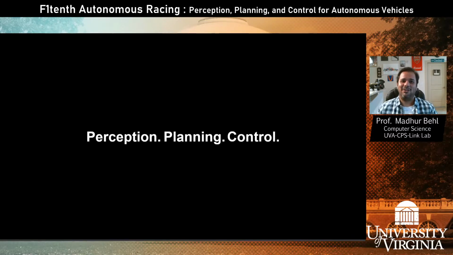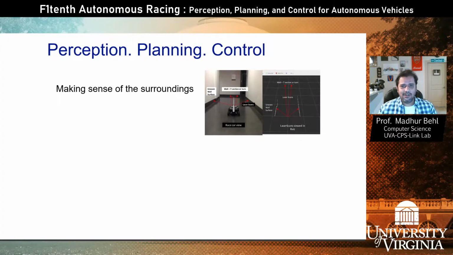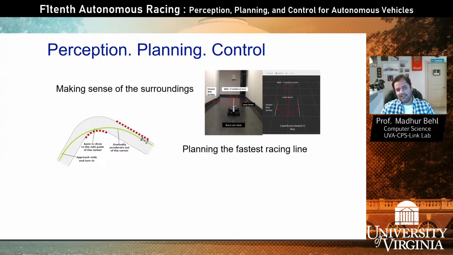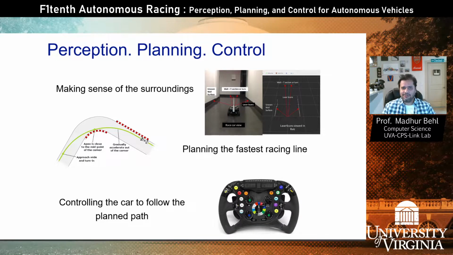Let's now talk about how it maps into perception, planning, and control, specifically this time to F1TENTH. So as said earlier, no matter what car you have, perception means you have to make sense of your surroundings. Then you have to plan a path, in the context of racing that might be a race line or some overtaking line, planning in real time. And then you have to execute the commands to follow your plan, right?